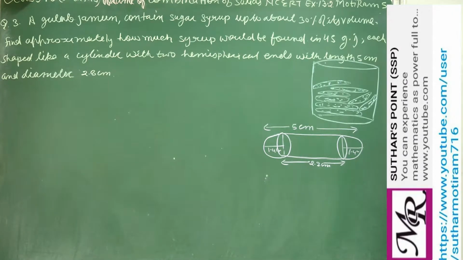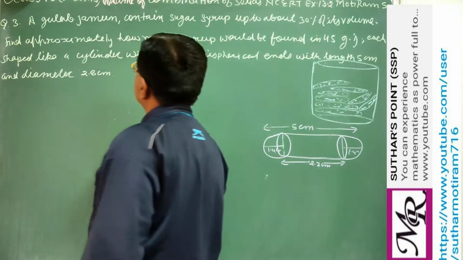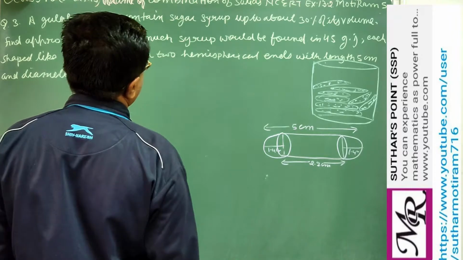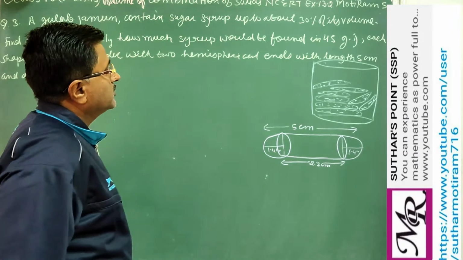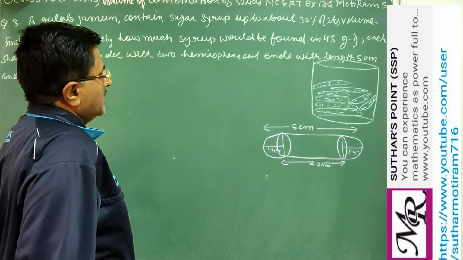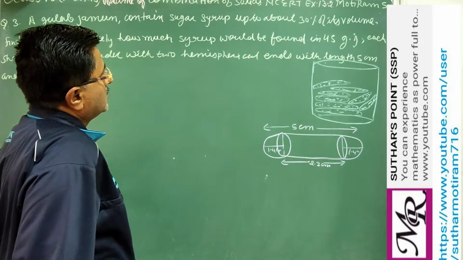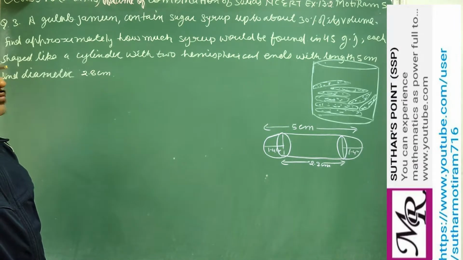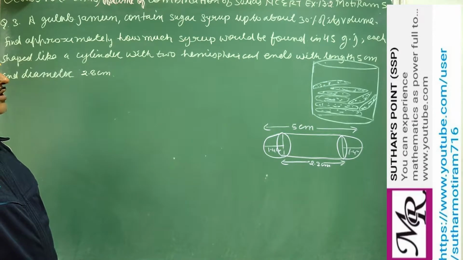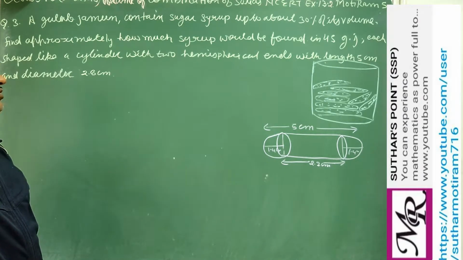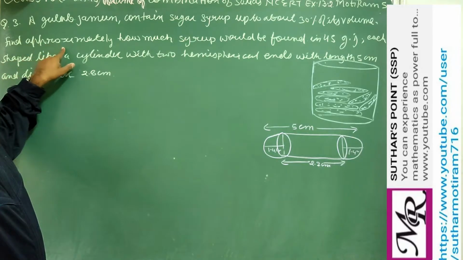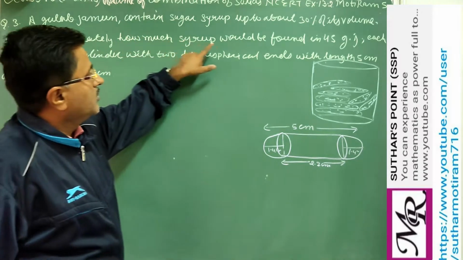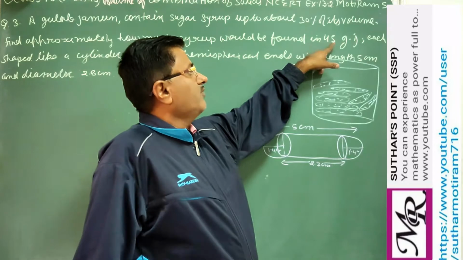Next problem, question number 3, as given in the figure. A gulab jamun contains sugar syrup up to about 30% of its volume. So we are given the gulab jamun. In that, sugar syrup is given 30% of its volume. Total volume we find. Then we find here 30%, that is the quantity of the sugar. Find approximately how much syrup would be found in 45 gulab jamun.